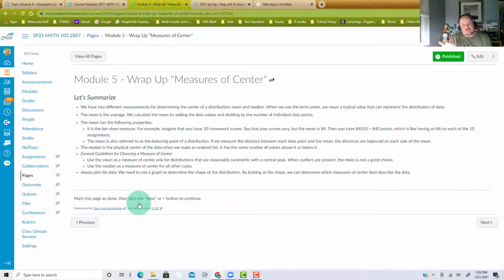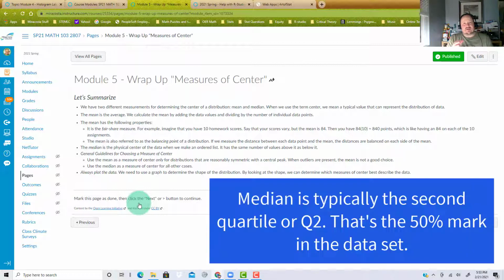We'll see soon that we can break it down even further. Usually the median is referred to as the second quartile. If you want to think of it that way, it's the 50% point, half the data above and half below.